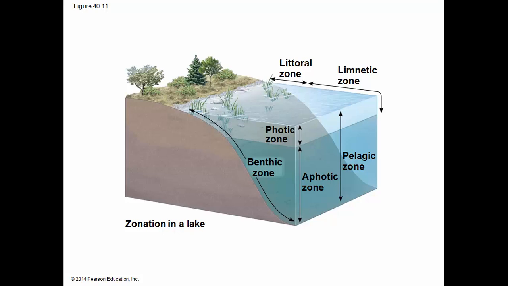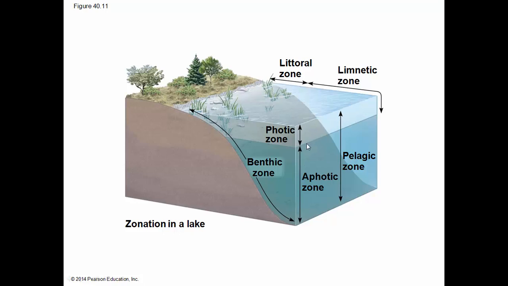Okay, here's a zonation in a lake. There's the littoral zone near the coast here, near the region here that is the change between the land and the water. There's the photic zone. This is the area that's affected by light. This is where you can find your photosynthetic plankton.